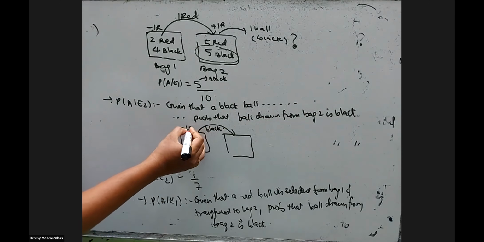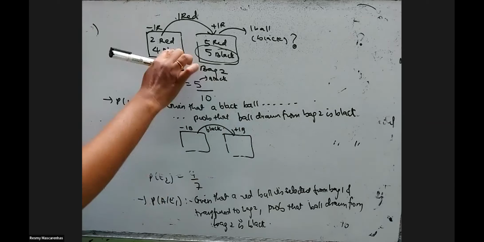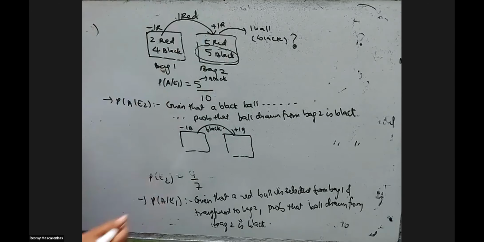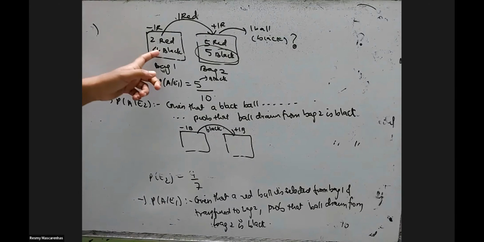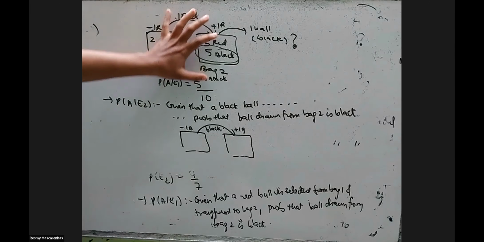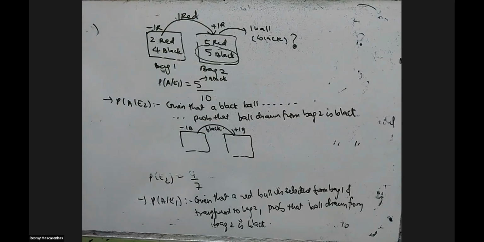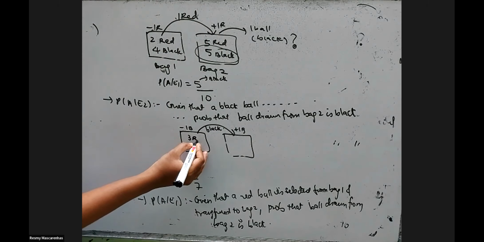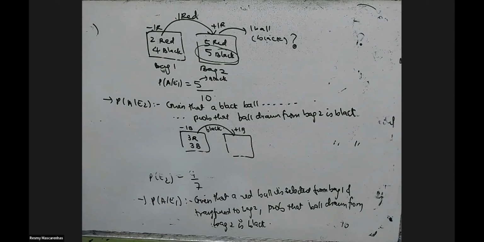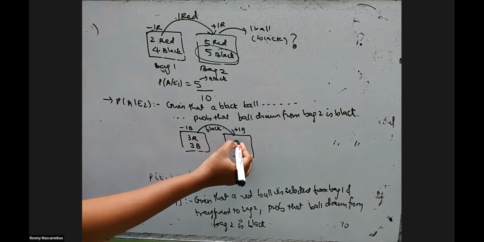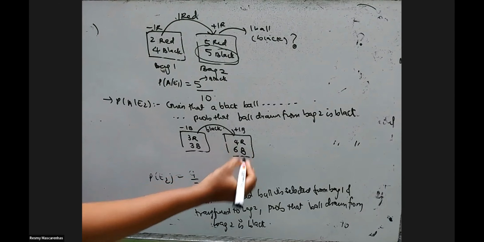So 1 black minus here, not from here, this one. The main, you have to refer the diagram. Don't take from here. This is separate. Now this is with reference to the original diagram. So total how many were there? 3 red, 4 black. So 1 black is gone. So 3 red will be there, 3 black. Other side 4 red. And it will become 6 black.